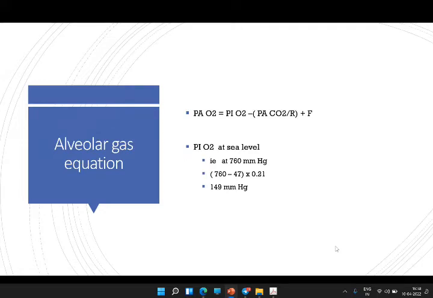There is an alveolar gas equation. Alveolar gas equation: PAO2 equals PiO2 minus PaCO2 by R plus F. F is a small correction factor. What is PAO2? That is the alveolar oxygen concentration, that is, how much partial pressure of oxygen is inside the alveoli of our lungs. To calculate that, we have to find the partial pressure of the inspired oxygen, that is, the partial pressure of the oxygen in the air we breathe.